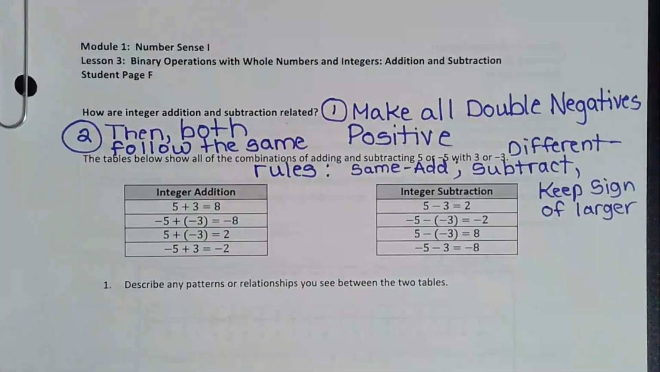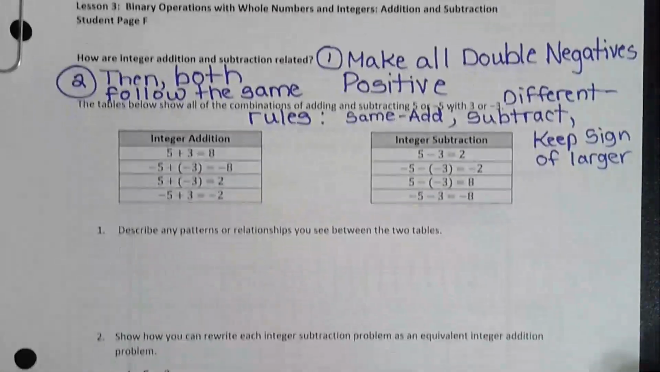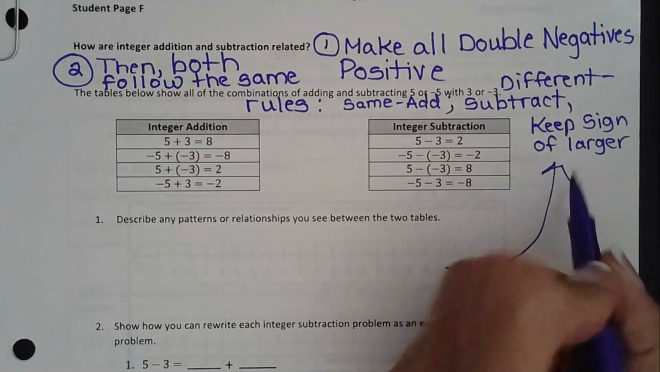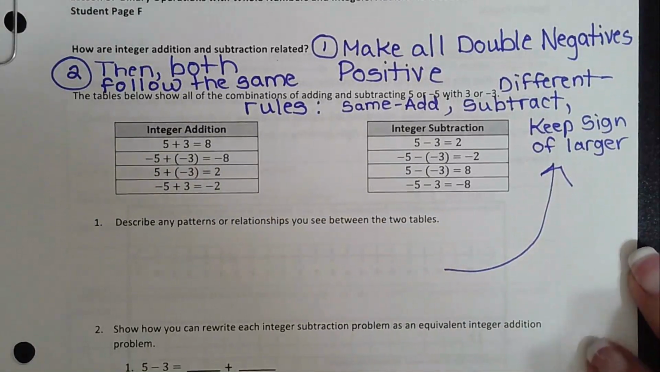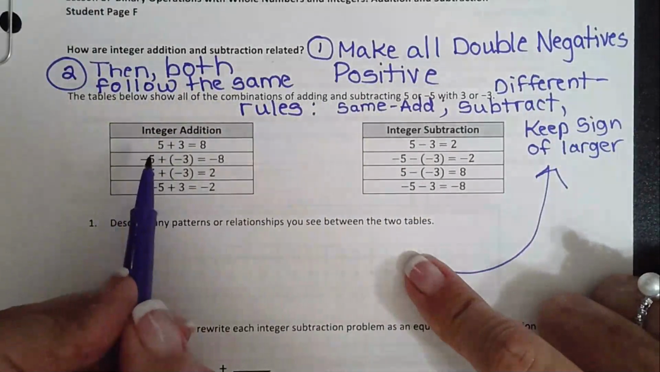So how are they related? After you make all double negatives positive, they have the exact same rules. Same, add, different, subtract. Always keep the sign of the larger. So as we go down here, we kind of answered this question up here. I didn't realize it was down here too, so sorry, I shoved it all up there when it should have just been here. Okay, so here's our addition.